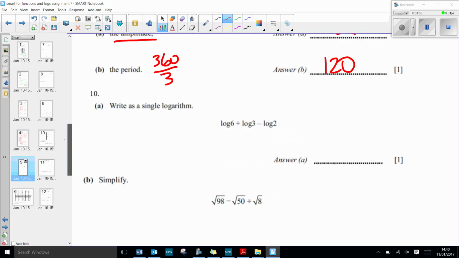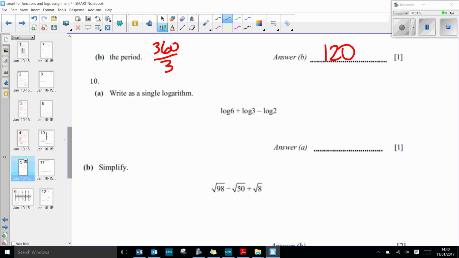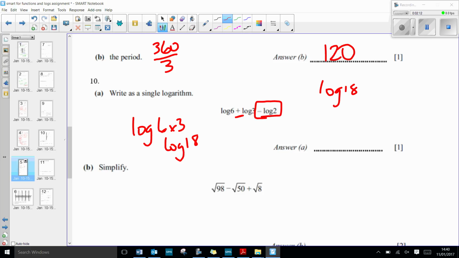Okay, single logs. If we're writing a single log, we use log rules. If we're adding log statements, we would multiply the numbers. So that would be log of 6 times 3, so it would be log 18. We're then going to subtract log 2. Log 18 subtract log 2 means we're going to divide those values. So it's log of 18 divided by 2, which is log 9.